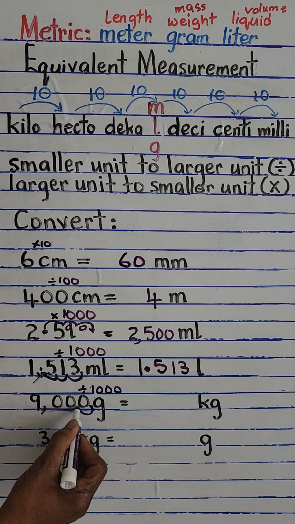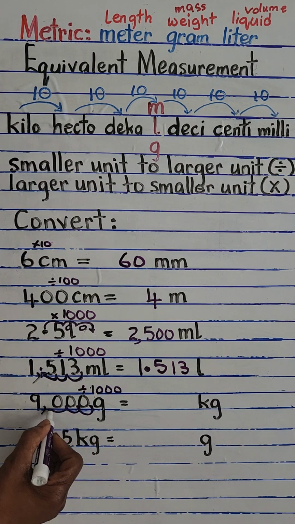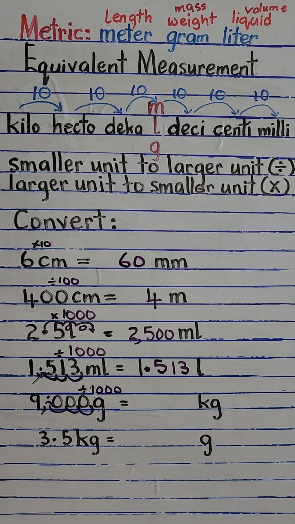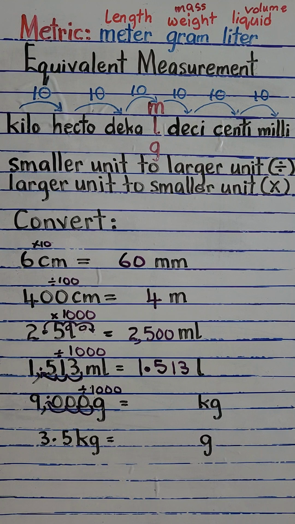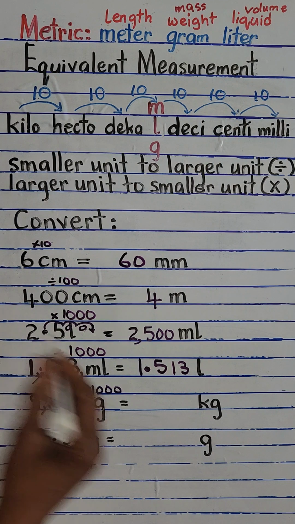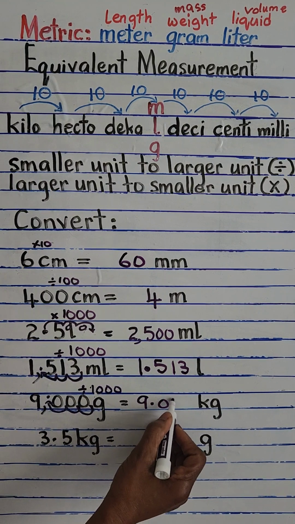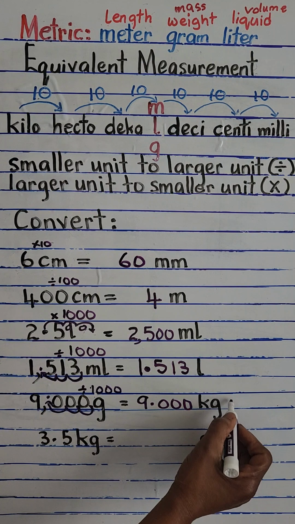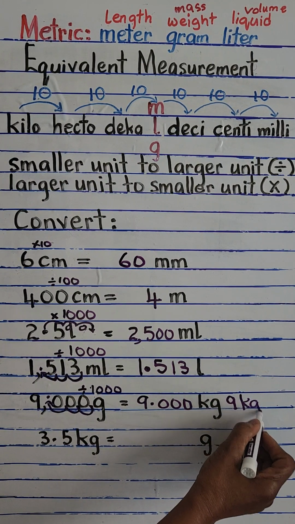Remember, the point is always behind the last digit in a whole number. So 3 places, 1, 2, 3. So now we're going to have a point right there. And this reads 9.000, which is the same as 9 kilograms.